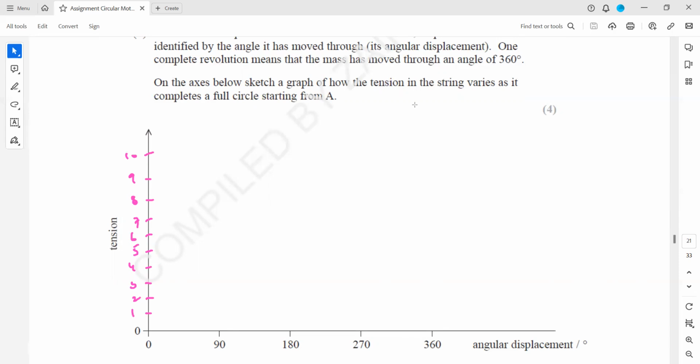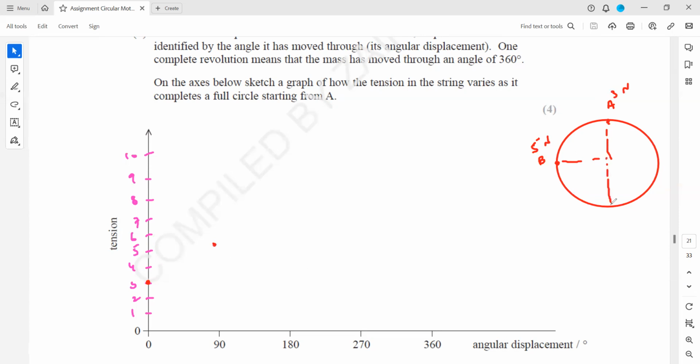For example, we are starting from the top. We are saying this is position A. So when it is at position A, the tension was 5 minus 2, which was 3. So this was 3 at position A. When it reached this position, position B, the centripetal force is the same, but the tension changes. So this was 5 Newton, after a 90-degree rotation.